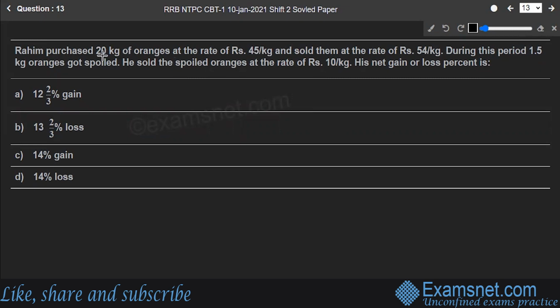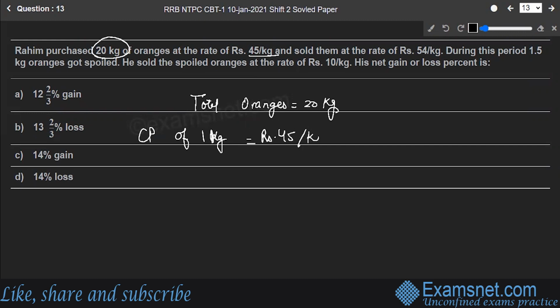So first is total oranges. Total oranges are 20 kg. Cost price of 1 kg is rupees 45. So total cost price will be 20 into 45, that is 900 rupees.